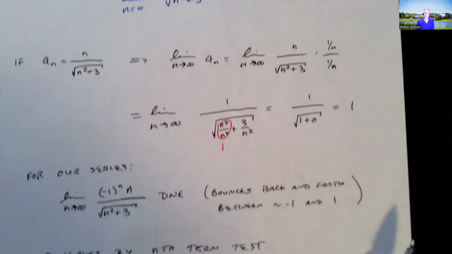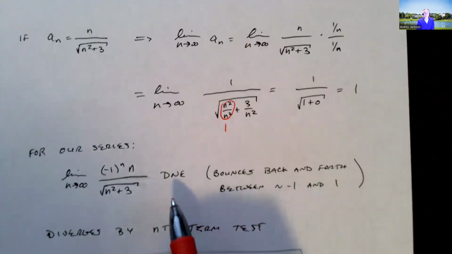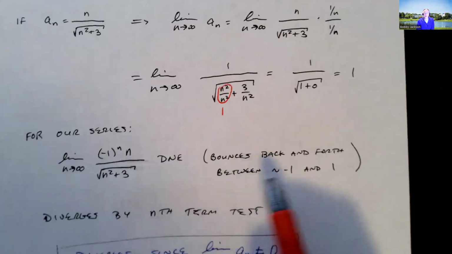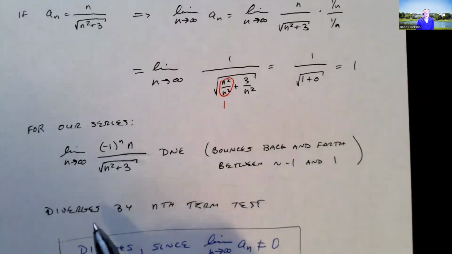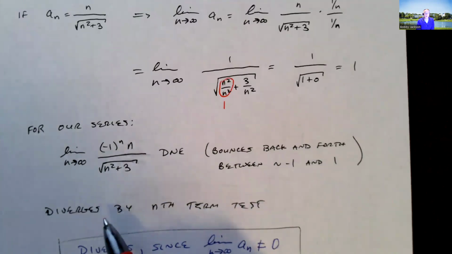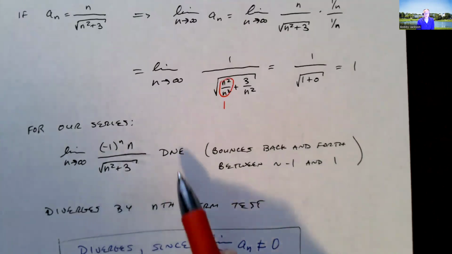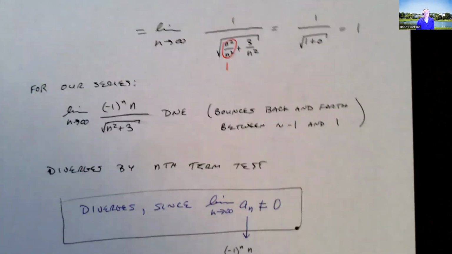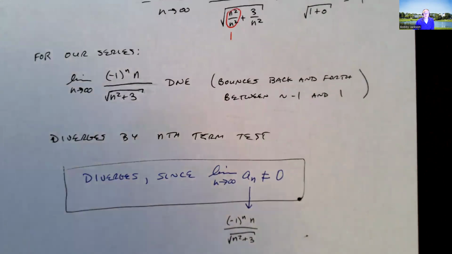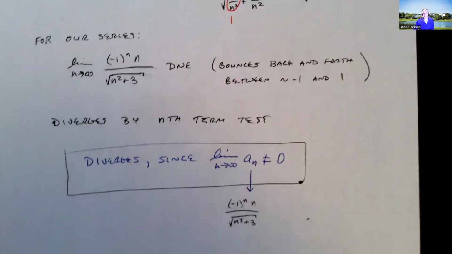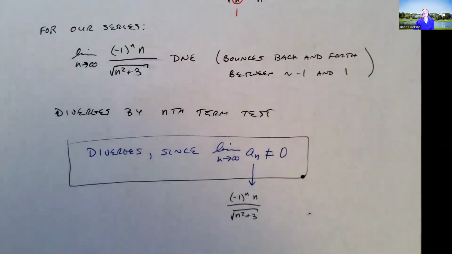And so because of that, this limit does not exist. The values just keep bouncing back and forth between -1 and 1. And so our series also, we can now say, diverges by the nth term test because this is not 0. Okay, so the nth term test is our friend if we can show the limit as n goes to infinity of a sub n is not 0, as we can in this problem.